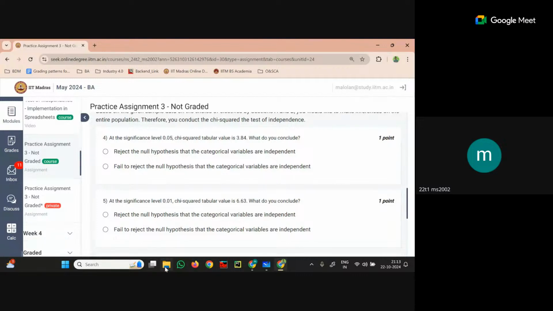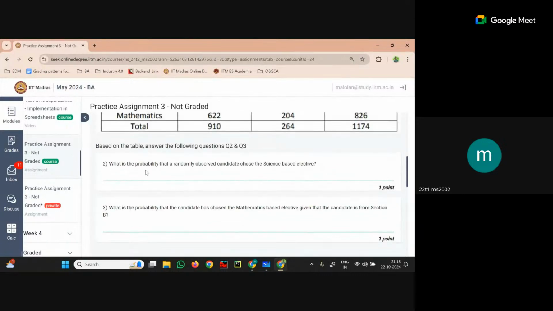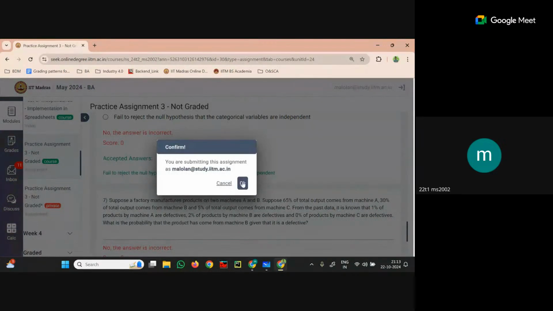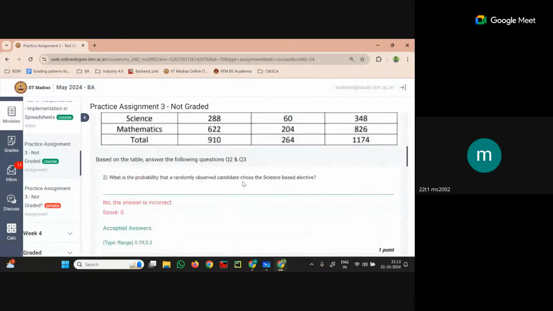For this, what you should do is, have you calculated the chi-squared value over here? Let's say I submit this. Check answers. Okay. Let me submit this.